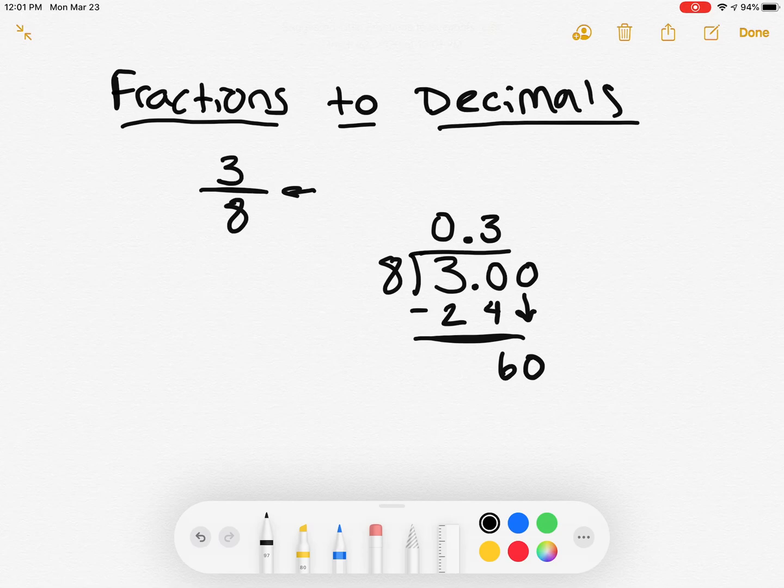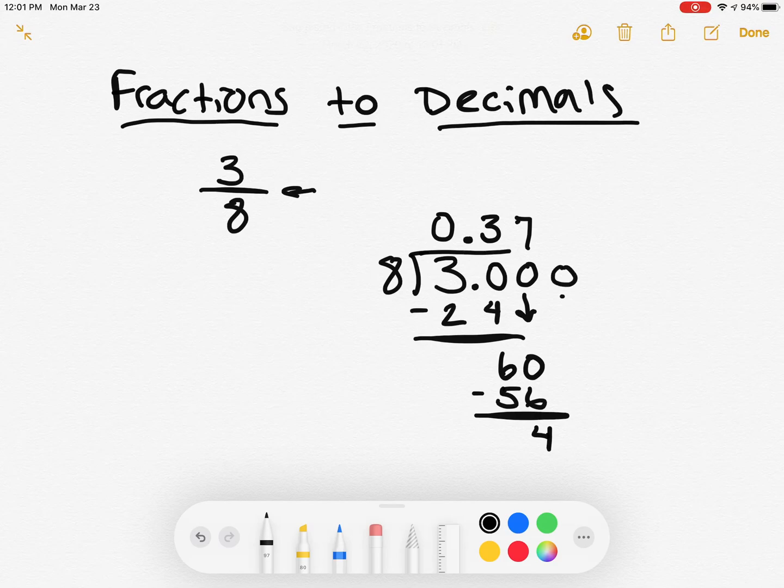So 8 goes into 60 7 times. And 8 times 7 is 56. So I'm going to subtract 56. 60 minus 56 is 4.